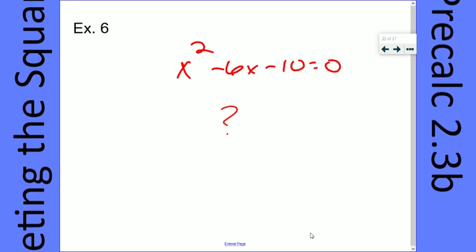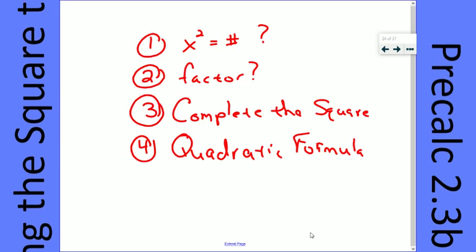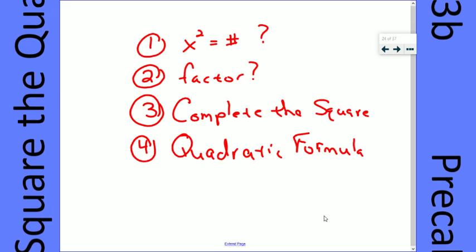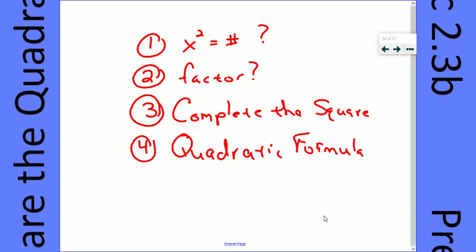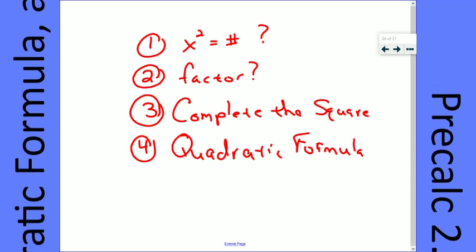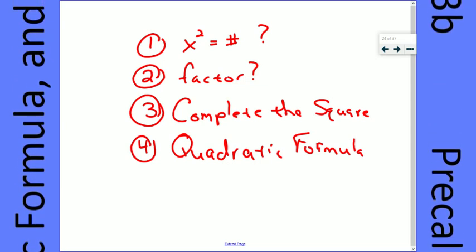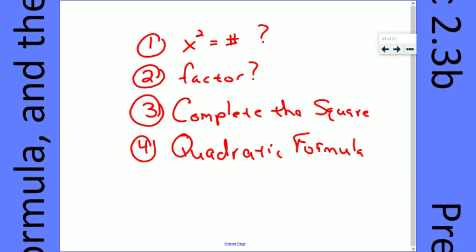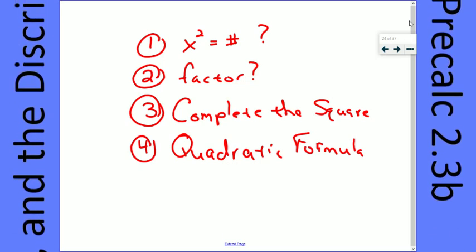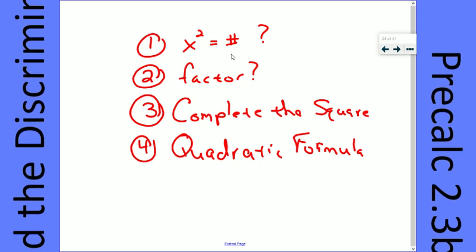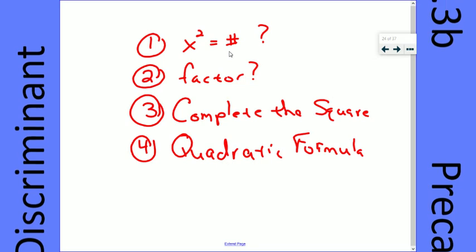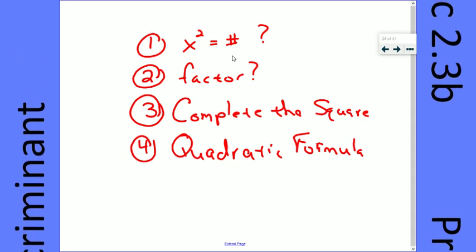So before we move on, there are some steps that you want to run through when you are trying to solve a quadratic equation. So things you want to check for when you are trying to solve a quadratic equation. First, you want to check to see if you can get it to be something like x squared just equals some number. If you can get it to be x squared equals some number, that's great. That's the first thing that we looked at. Go there and solve that.